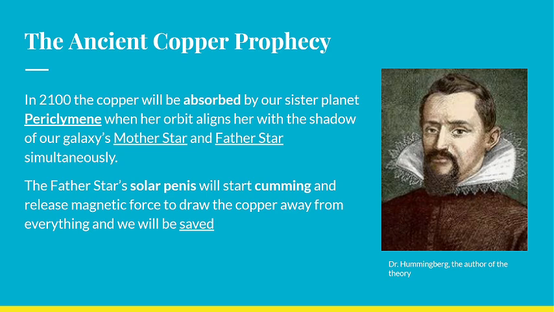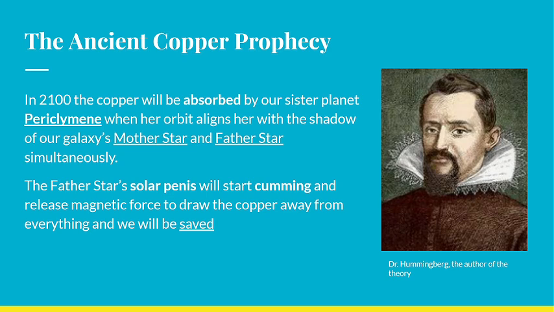Periclymene will absorb our copper in about 84 years now. I can remember when it was a bit longer away. But hey, we've only got 84 years. That's close to an average human lifetime now. But in that time, the mother star and the father star will align, and as will Periclymene, which last time that happened was about 6,000 years ago, so far before we were doing anything with copper.